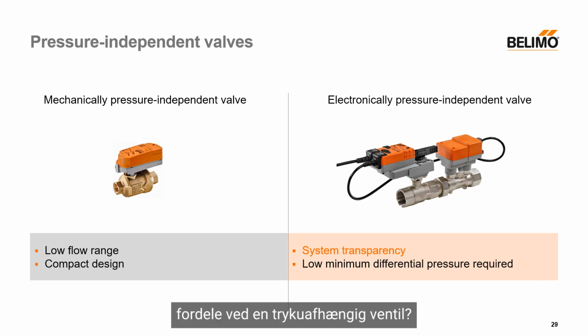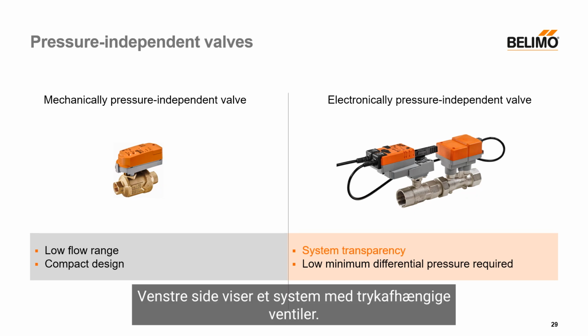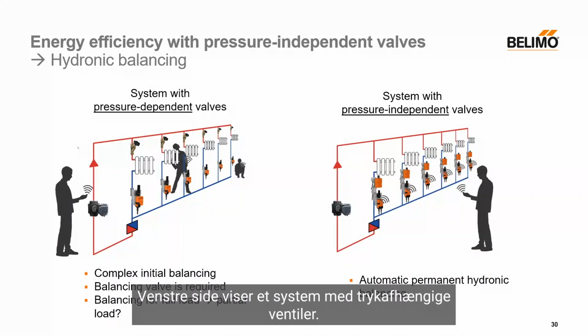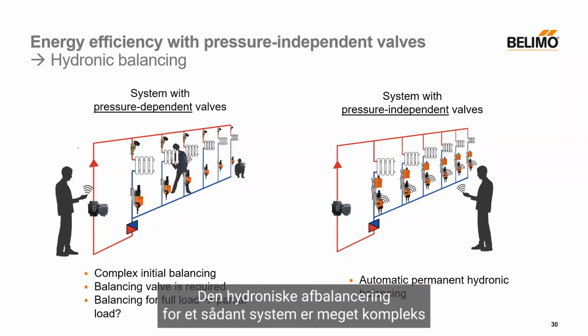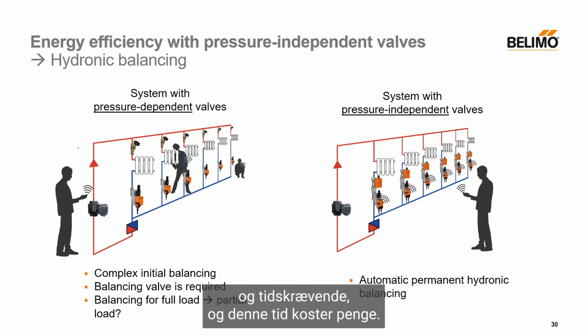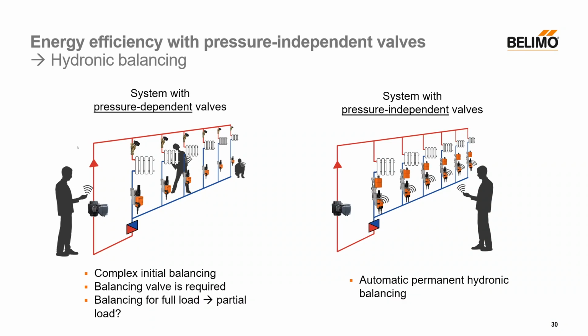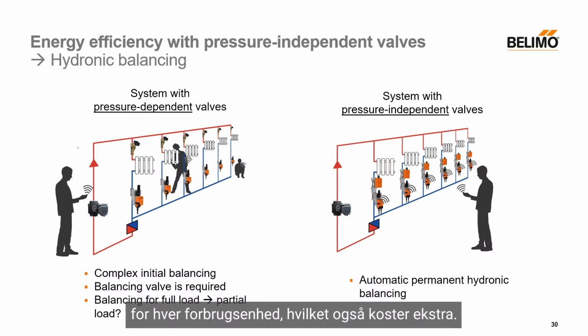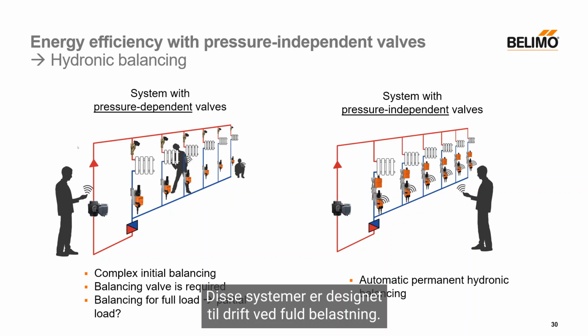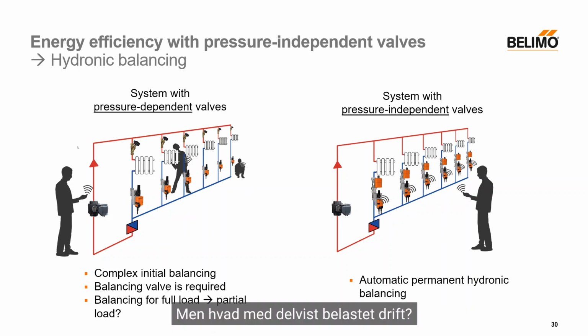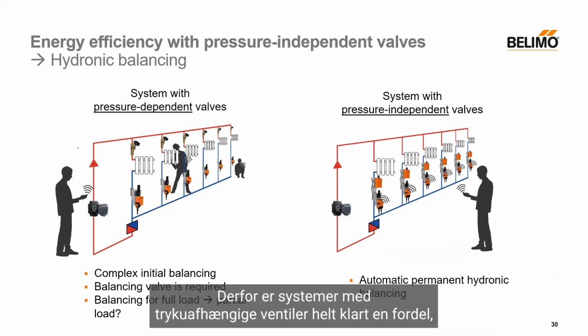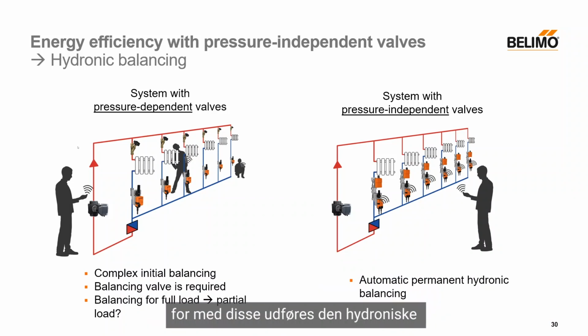Where are the clear advantages of a pressure-independent valve? The left side shows a system with pressure-dependent valves. The hydronic balancing for such a system is very complex and time-consuming, and this time costs money. In addition, a balancing valve is needed for each consumer, which also costs extra. These systems are designed for full load operation. But what about partial load operation? Does the system still run as well then? Therefore, systems with pressure-independent valves are clearly at an advantage, because with these the hydronic balancing is carried out automatically and permanently.